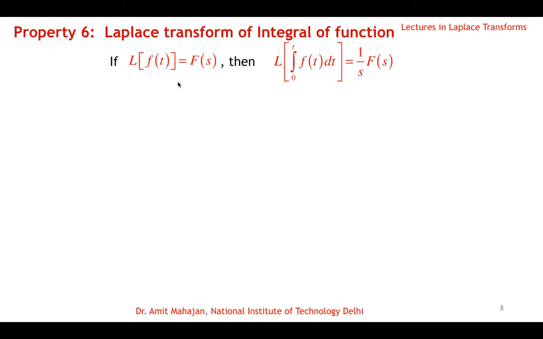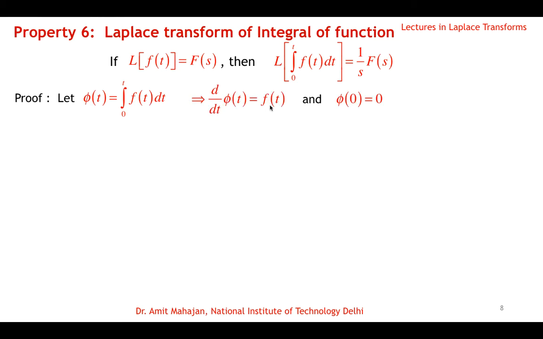Okay, so now we are going to prove this result. For proof, let this integral be equal to phi(t). So let phi(t) be the integral from 0 to t of f(t) dt. If I differentiate this with respect to t, then the derivative of phi(t) will be f(t), and also phi(0) will be 0, because if I put t equal to 0 here, then the integral is from 0 to 0, so integration at a point is 0, right? Phi(0) is 0.